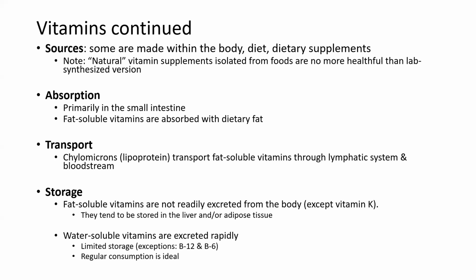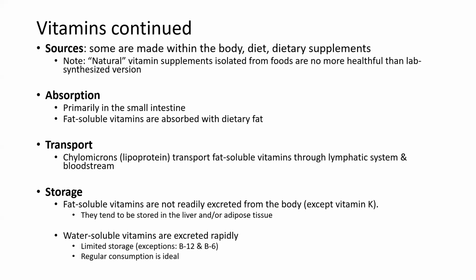Vitamins can come from different sources, our diet, dietary supplements, and in some cases, our bodies even produce them. For example, our skin can synthesize vitamin D when it's exposed to ultraviolet radiation and from the sunlight. So when it comes to absorption, fat-soluble vitamins, like I said, are absorbed along with the dietary fats in the small intestine. And that requires bile and it requires various enzymes.